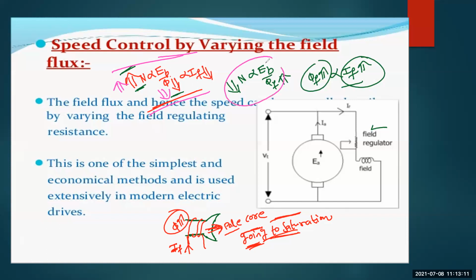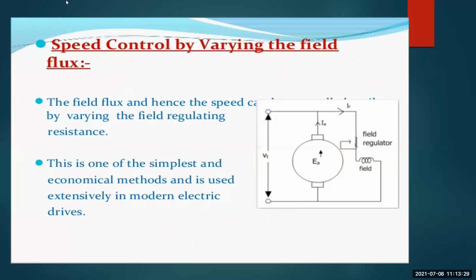For this type of application, this method is not suitable because the flux is increasing and the pole core flux goes to saturation. Because of this difficulty, this flux control method is suitable for above base speeds. So this is the concept regarding flux control, speed control by varying the field flux. This is one of the simplest and most economical methods and is used extensively in modern electric buses.